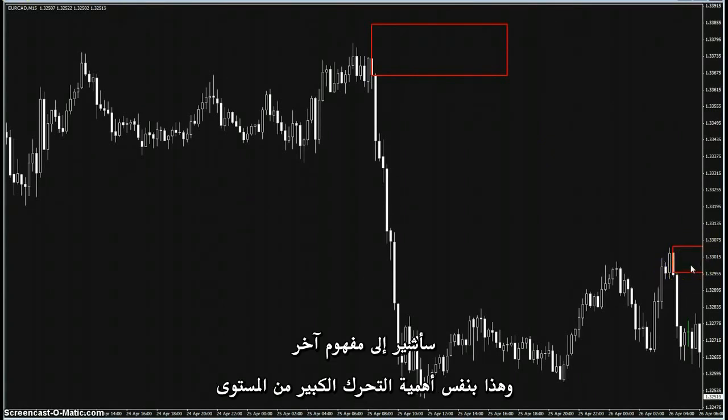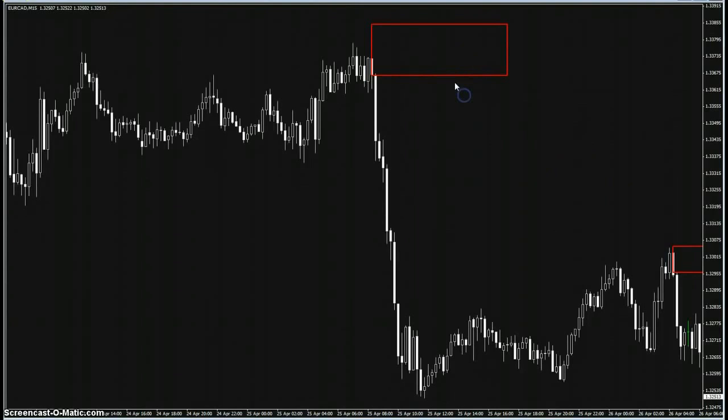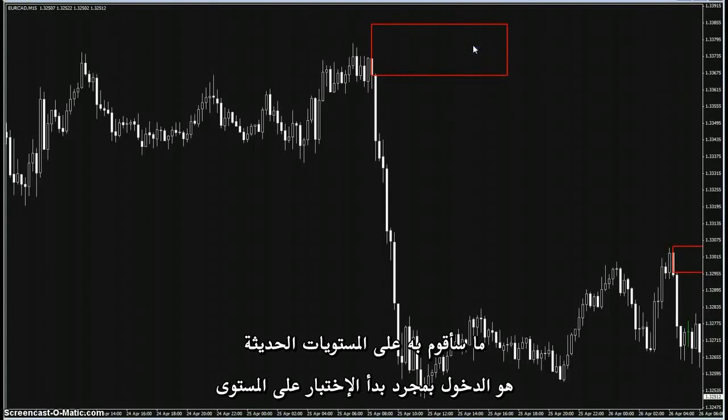Now I'm going to get into another concept here, and this is just as important as how quickly price moves from the level. What I also want to look for when taking a trade into these levels is how many times price has retested this level. So these right here are fresh levels, okay? What I'm looking to do on fresh levels is just get in right at the touch, at the first entrance into this level.